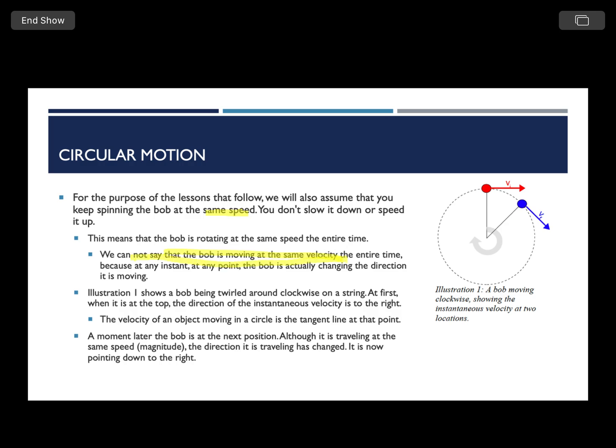So let's take a look at our illustration here. This is where it is, the first position, it is moving towards the right. But to keep it from flying off to the right, we've got this string right here, which is actually pulling it in. And so when it comes over to the second position over here, you see that the direction has slightly changed. Okay, so we cannot say it's got the same velocity, only the same speed, because the direction is changing.